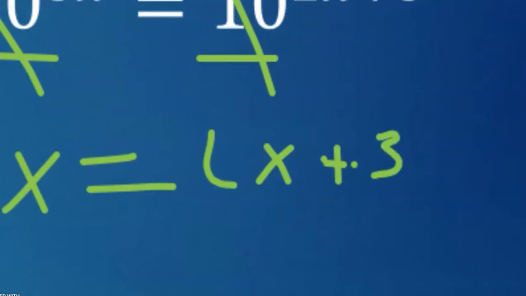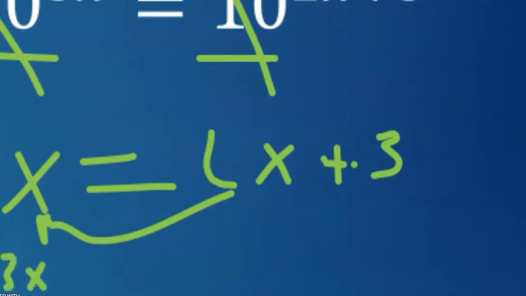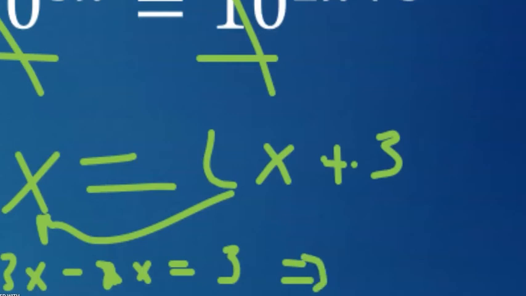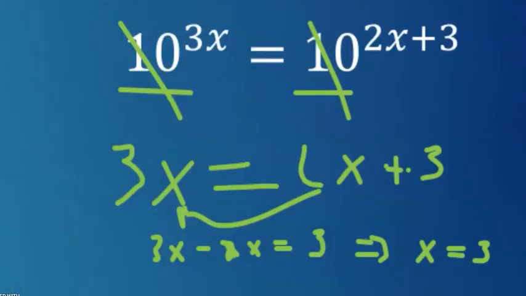So in this case, if we move 2x to the left side, then it's going to be 3x minus 2x. Okay, it's x. And then what do we have on the right side? Only 3. In this case, x will equal just 3. It is our answer.